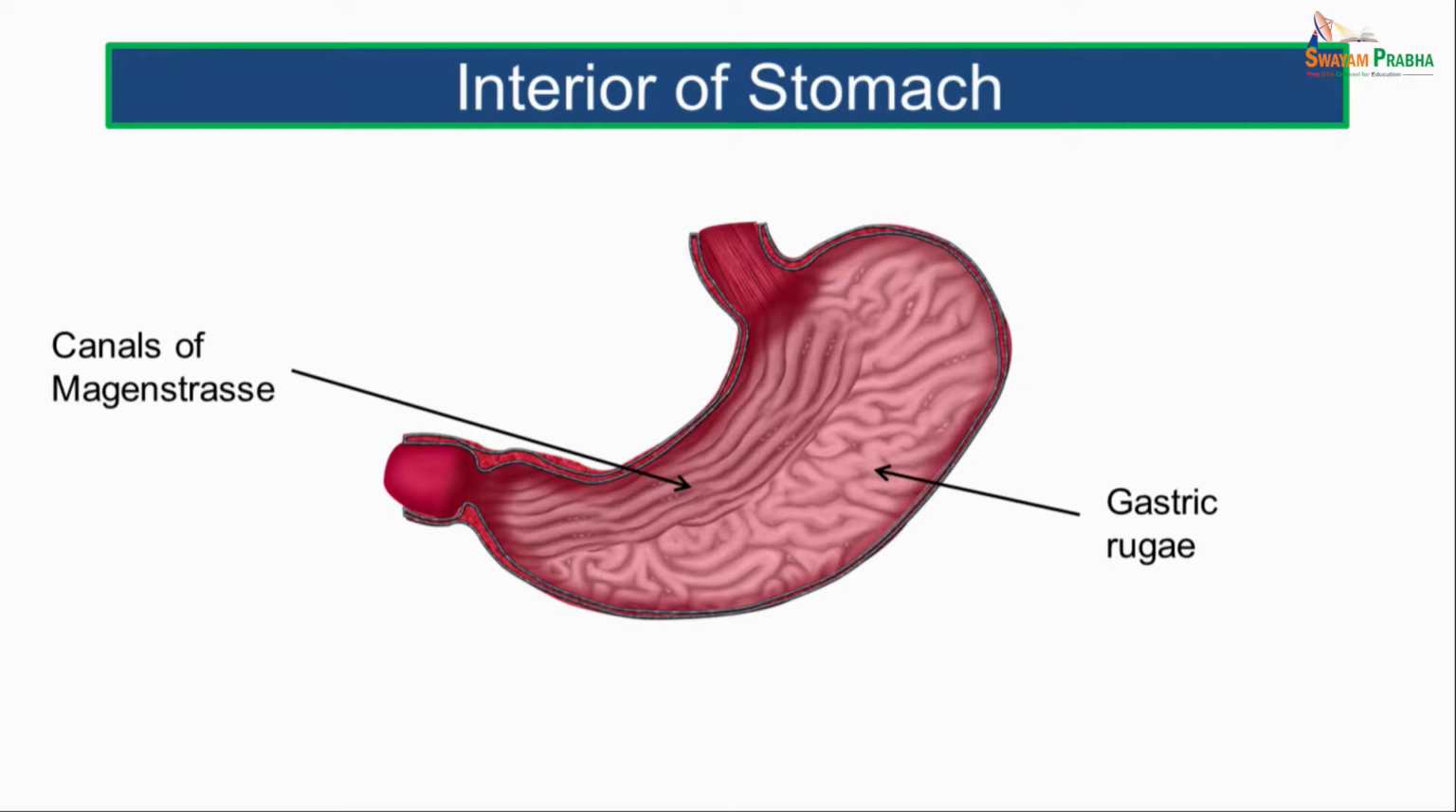These rugae are seen all along the surface of the interior of the stomach except along the lesser curvature. Near the lesser curvature, what we see is longitudinally oriented mucosal folds, and these are called canals of Magenstrasse. They are useful in directing the flow of all the liquids and fluids which we ingest so that they directly enter into the duodenum. That is how the interior of the stomach looks.